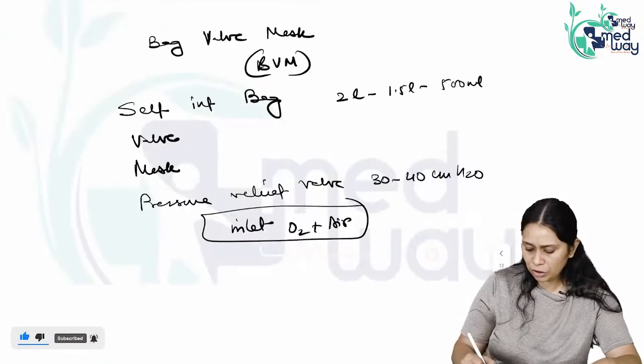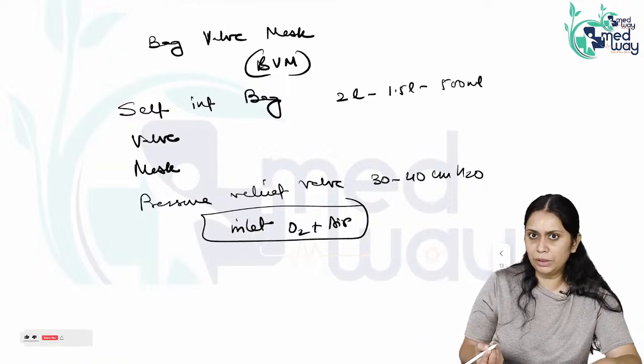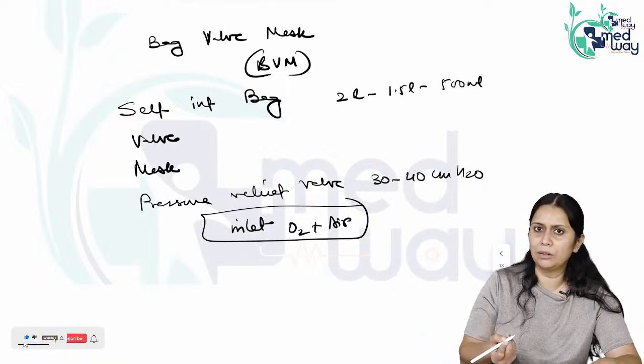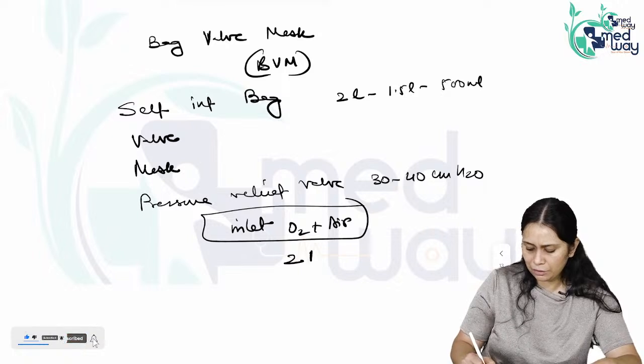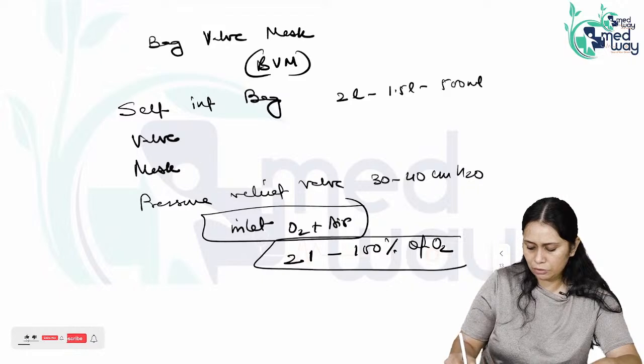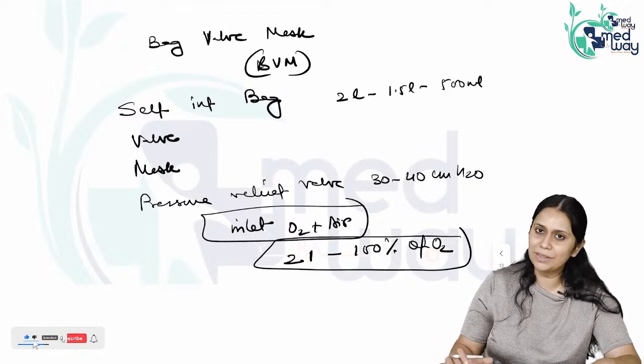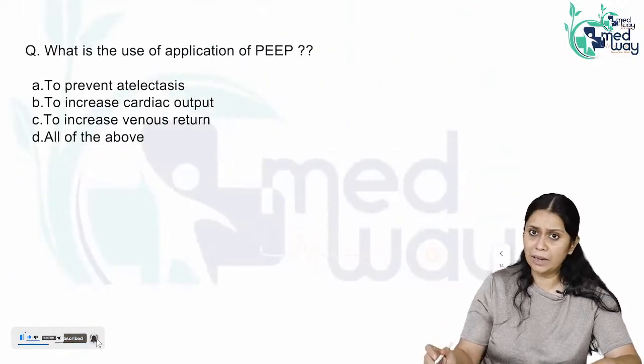We can attach a supply of oxygen to it, or we can simply give room air to the patient. So it can give from 21 to 100% of oxygen, right? So this is bag, valve, mask. Coming to the next question.